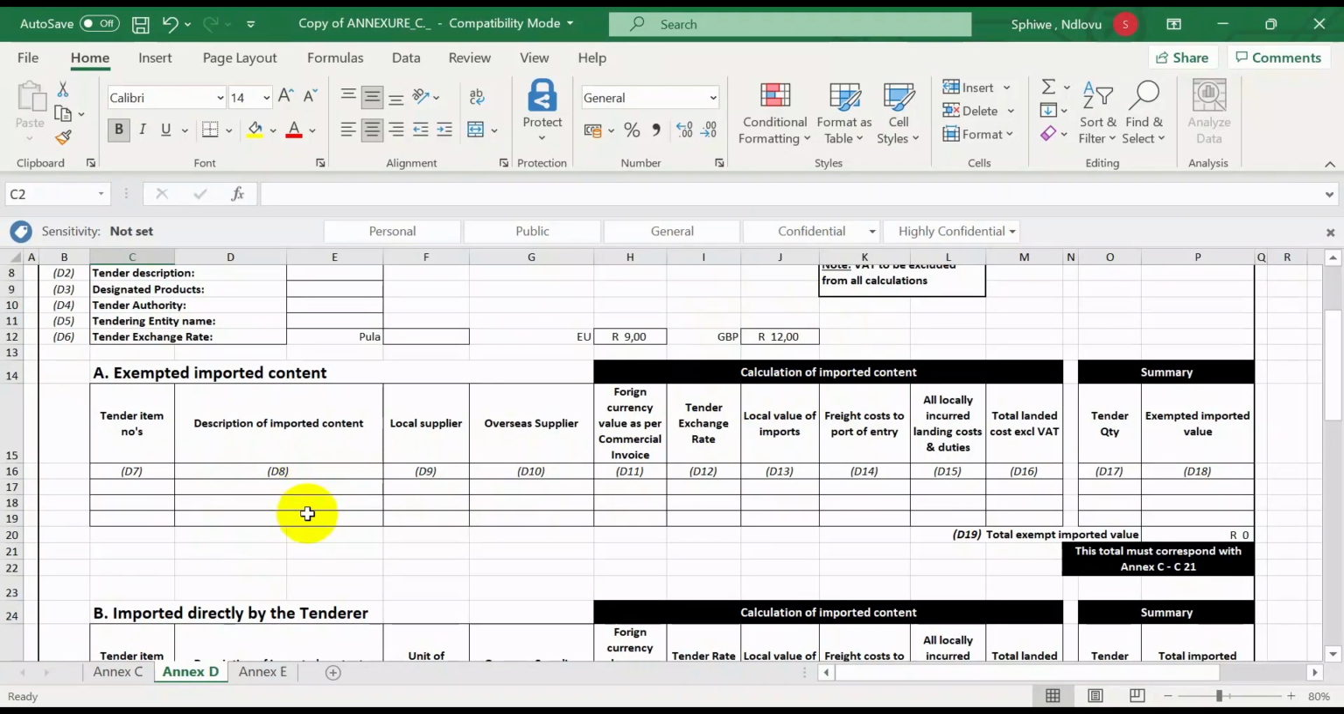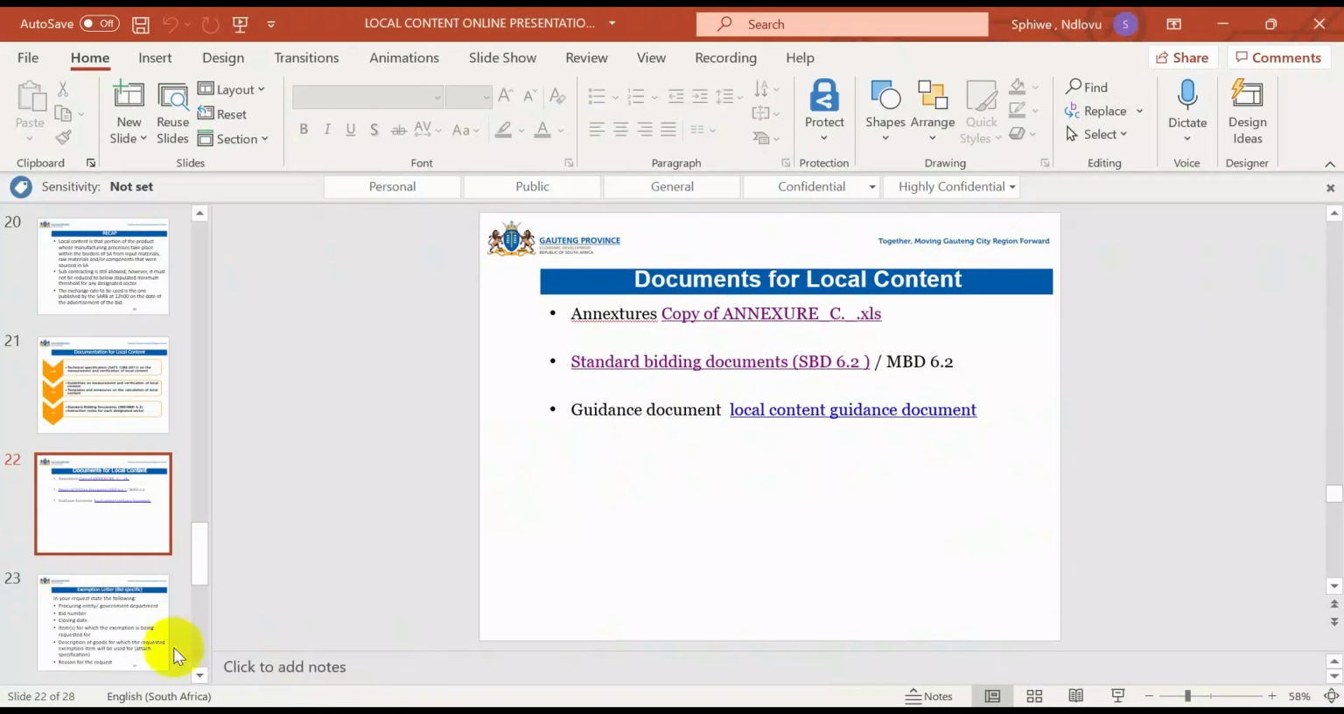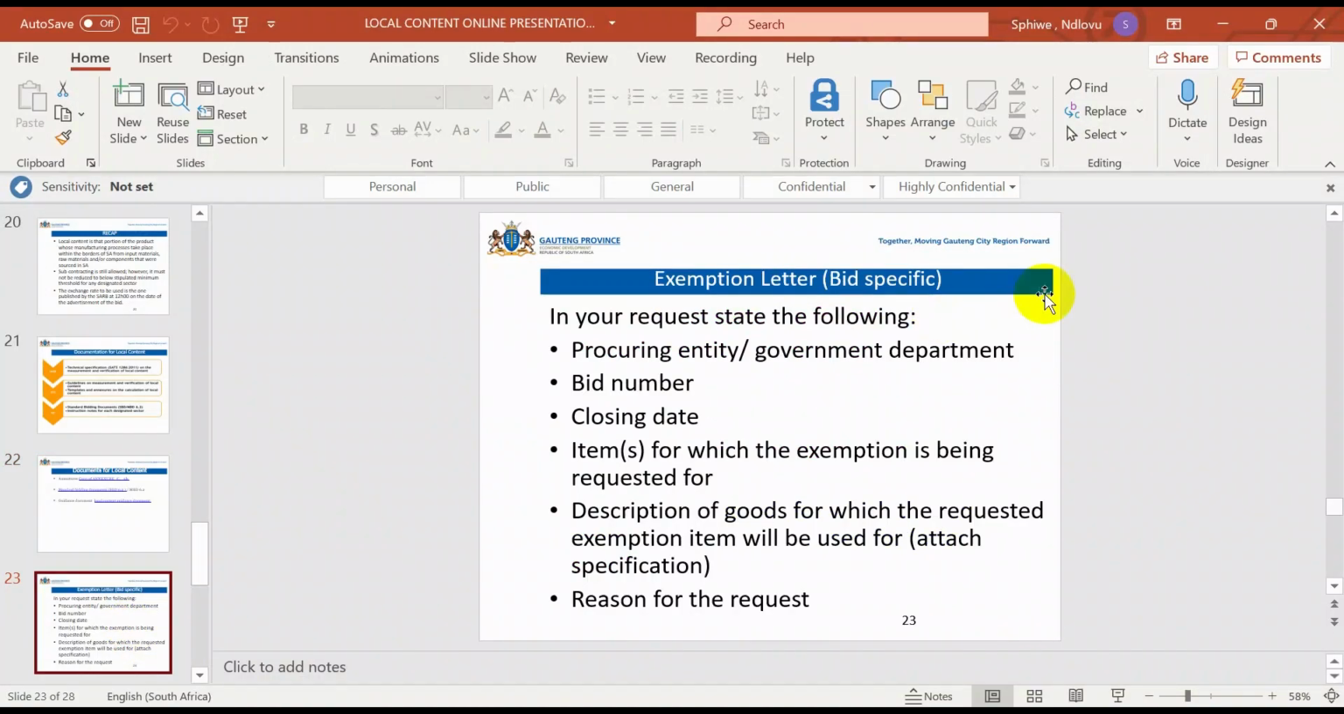Then what you will need is an exemption letter. Where do you get the exemption letter from? You get it from the DTIC. I will share the information of the people that you need to request the exemption letter from. The exemption letter is bid specific, so it will only be applicable for this bid that we are working on. So you will also write the procuring entity. Who are you procuring this on behalf of? What was the bid number? What is the closing date of that bid? Because this exemption letter is valid until the date of the closing for this tender.